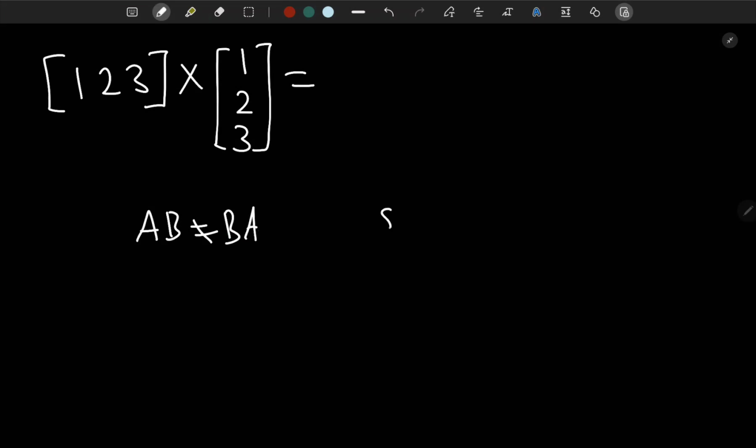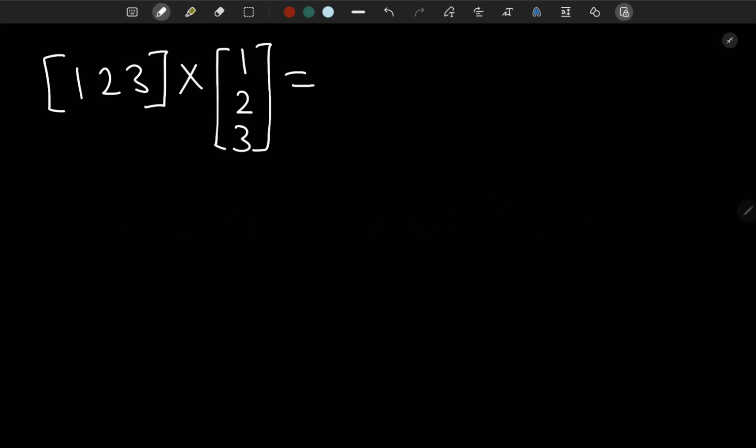For example, 5 by 2, which is 10, is the same thing as 2 times 5. But in matrices, the order is very important and it makes a huge difference when you're multiplying. So keeping this in mind, let's start with the example.